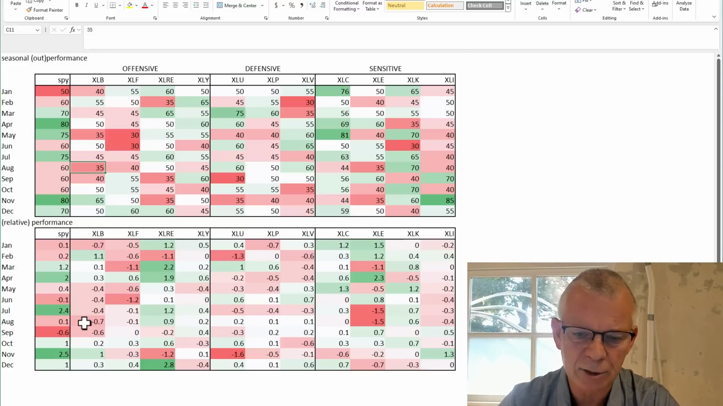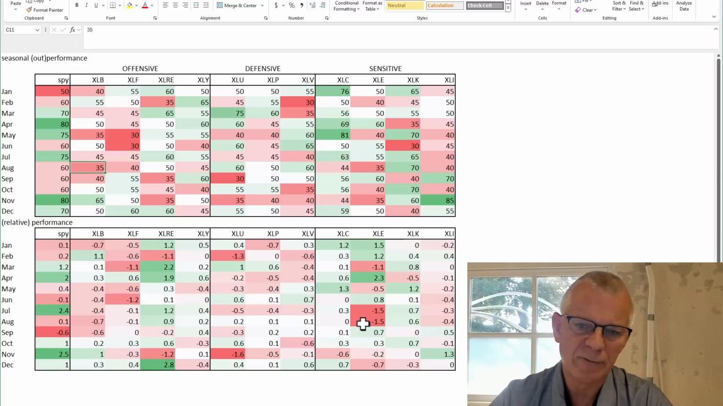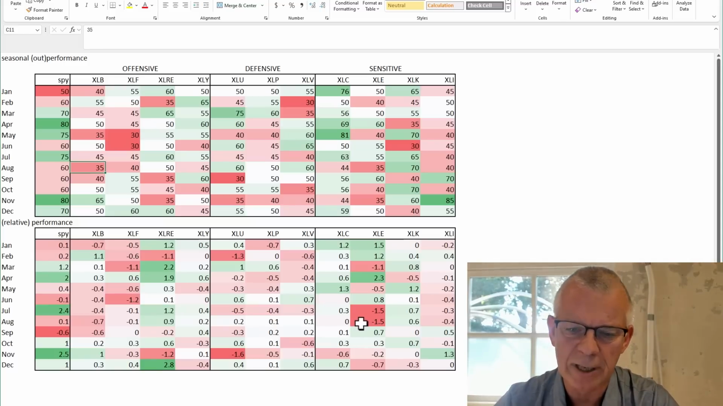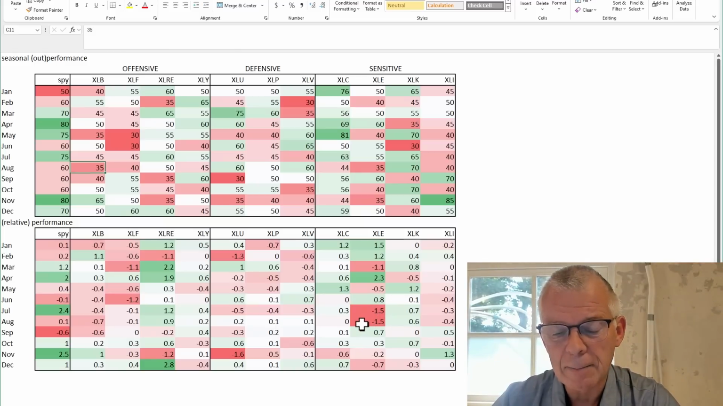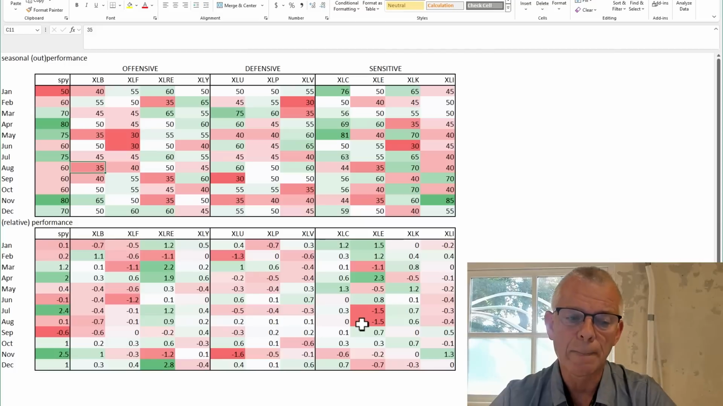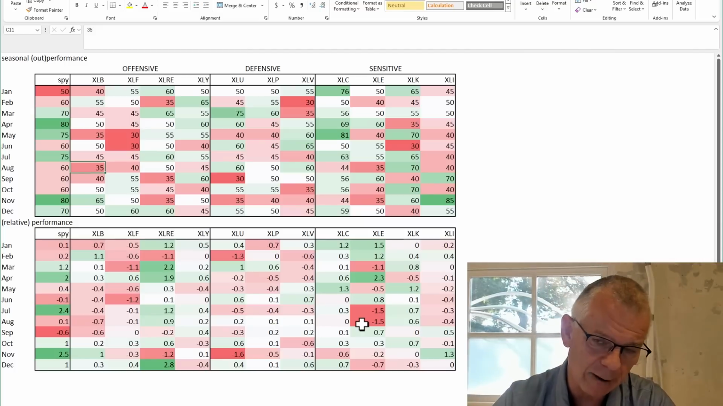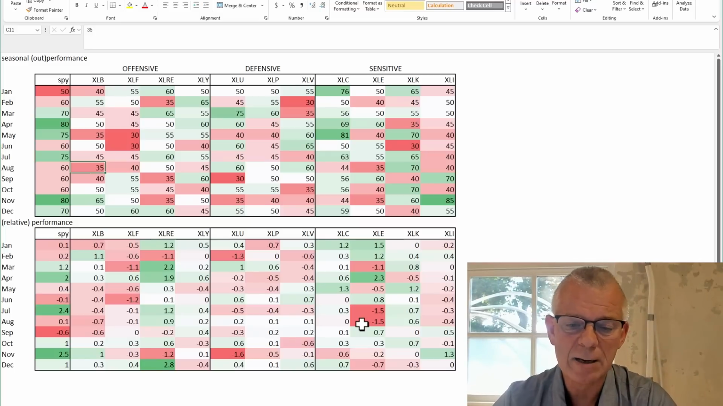If we take that to the next one here, that is energy, 35%, so that's a low number, and the average return is minus 1.5. That's a big number. Look at how big red that is. Same as the previous month, by the way. Minus 1.5% below the S&P 500. And that means that the average return for the energy sector in August is minus 1.4%.